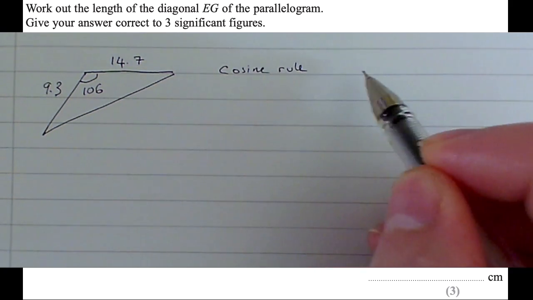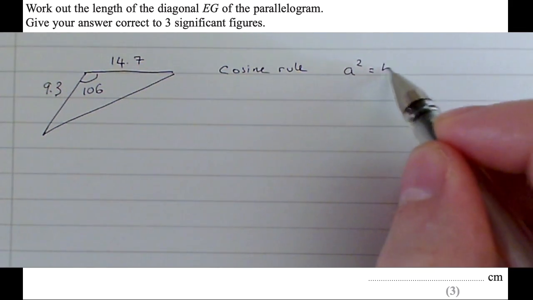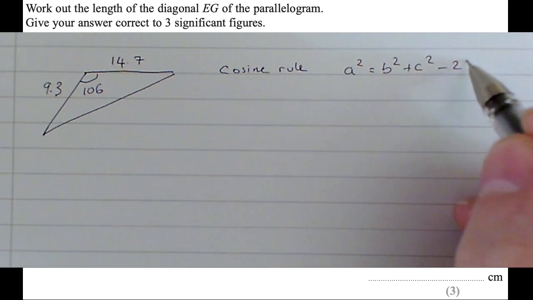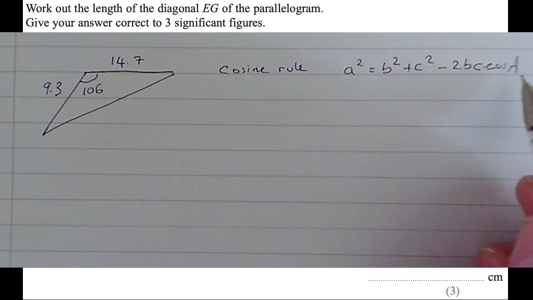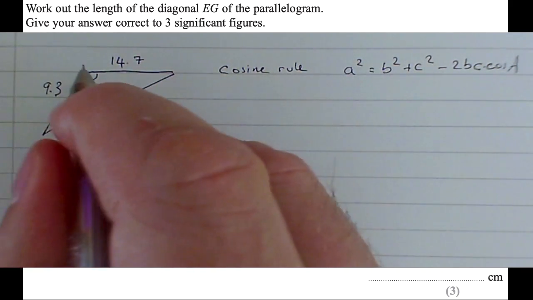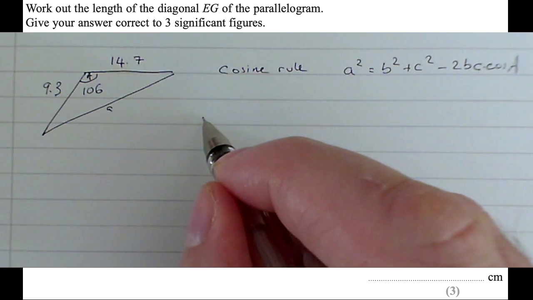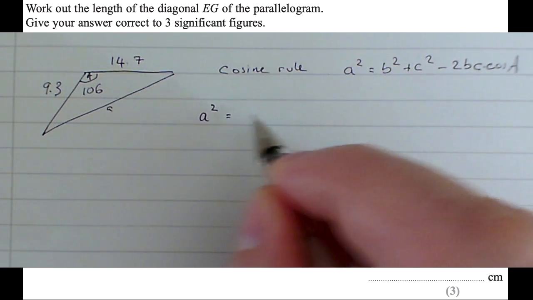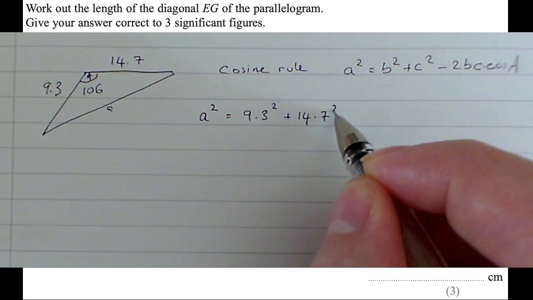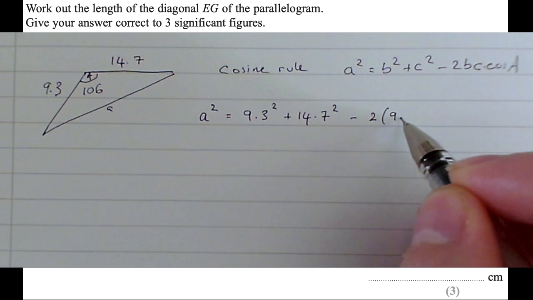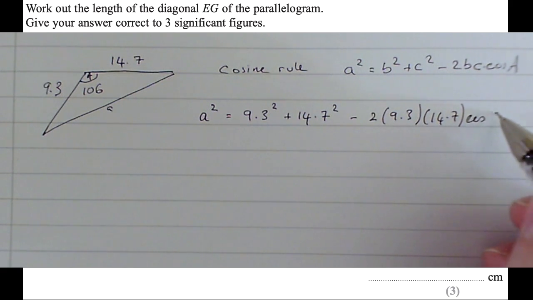The cosine rule is a squared equals b squared plus c squared minus 2bc cosine capital A. And that capital A is the angle, and the little a, the lowercase a, will be opposite its angle. So this is the capital A, and this will be little a. So here we go. a squared equals 9.3 squared. It doesn't matter which one's b, which one's c. 14.7 squared, take away 2 times 9.3 times 14.7 times cosine of 106.